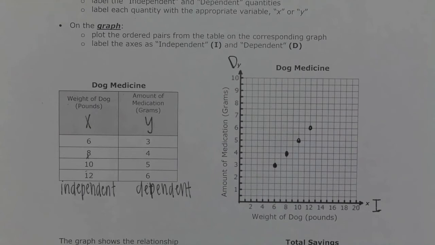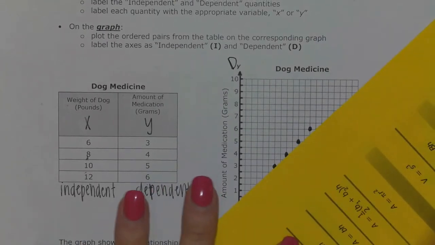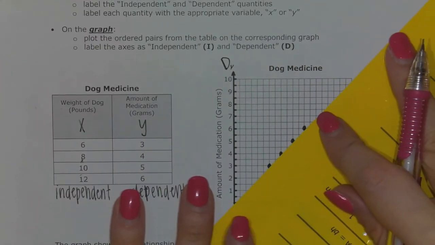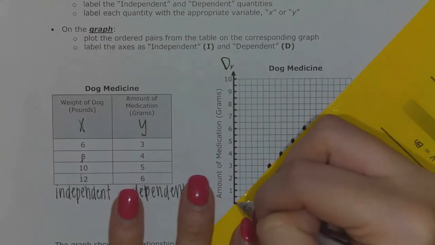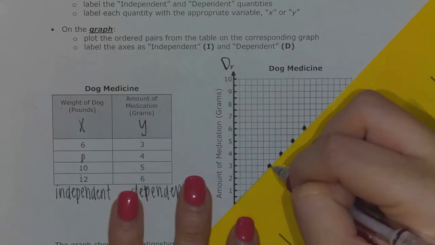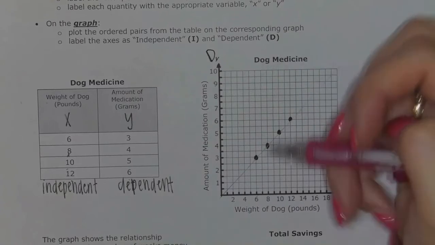Now, the reason we want to plot these on the graph, and I'm going to switch to my pencil here for a second, is because I can actually connect these dots, and it's going to give me a pretty good idea of how much medication my dog would get if it weighed different amounts. So I'm just going to grab my star chart here because it's the closest thing to me. And I'm going to connect those dots all the way down to the origin.